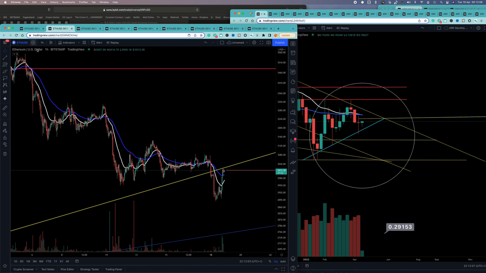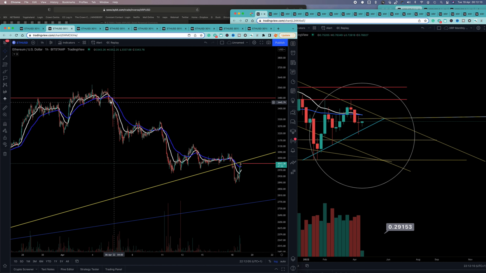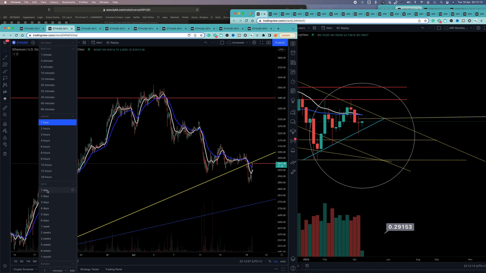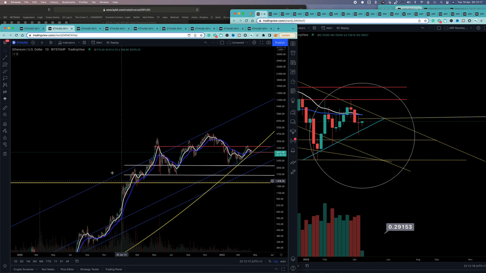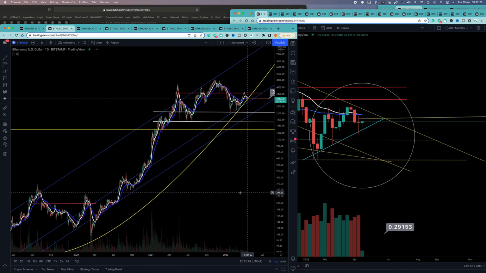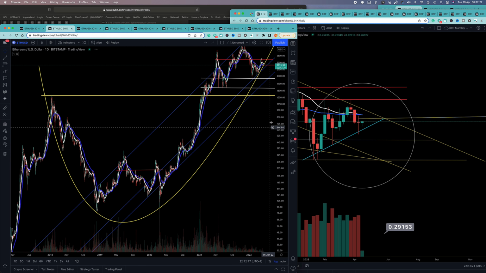Now I've done a big ETH chart as well, so I'm going to pull that in and show you, because ETH has the same patterns. They're not as tidy.